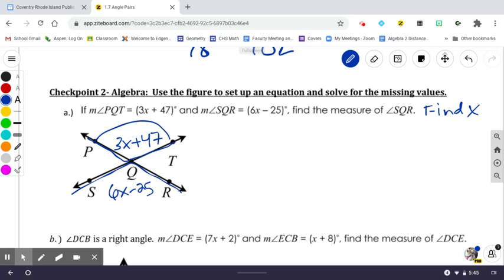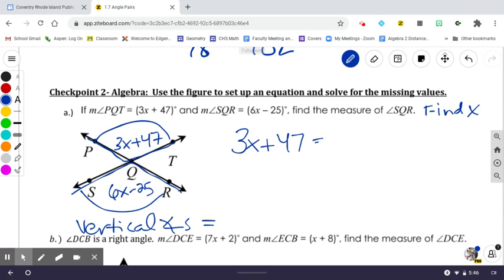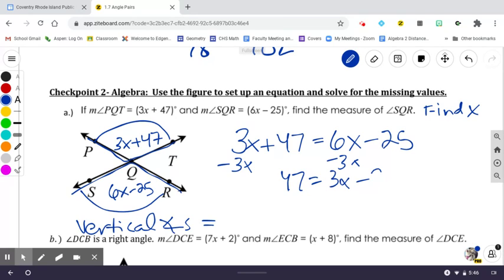Hopefully you recognize that these are vertical angles, which then we have to think about, okay, well, what do we know about vertical angles? Vertical angles are always equal. So that means we're just going to set these equal to each other. We're going to have 3x plus 47 equals 6x minus 25. Okay, so then you just solve for x. So I'm going to subtract 3x from both sides. I'm going to have 47 equals 3x minus 25. I'm going to add 25 to both sides. So that's 72 equals 3x, and then divide by 3, x is 24.